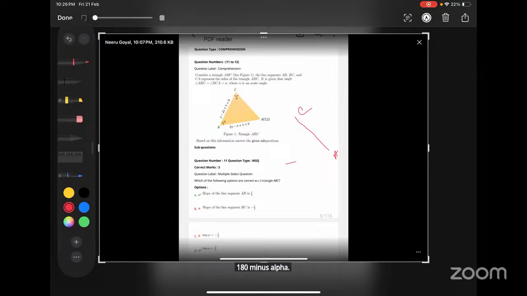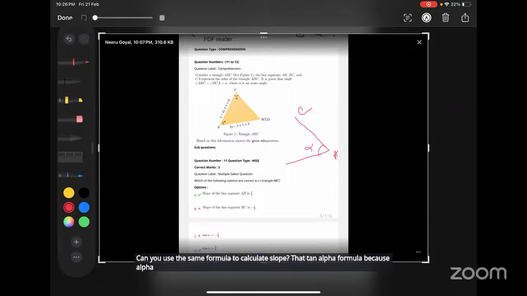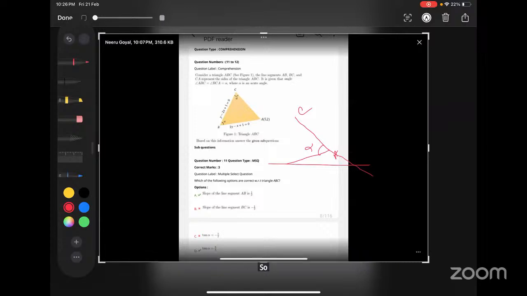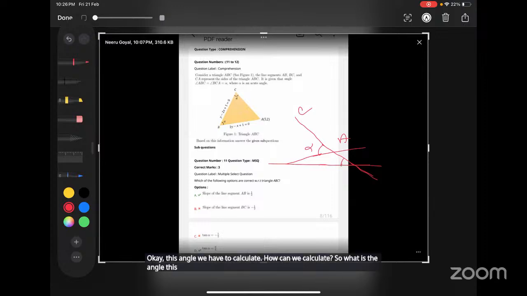Can we use the same formula to calculate the slope, that tan alpha formula? Because alpha we already know, m1 we know for the line BC, then we can calculate m2. So you have to calculate this angle. This would be 180 minus. This angle we have to calculate. How can we calculate it? What is this angle? This angle is 180 minus alpha.